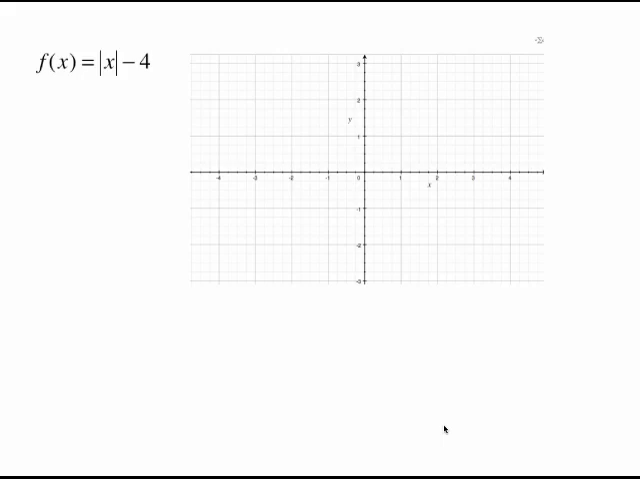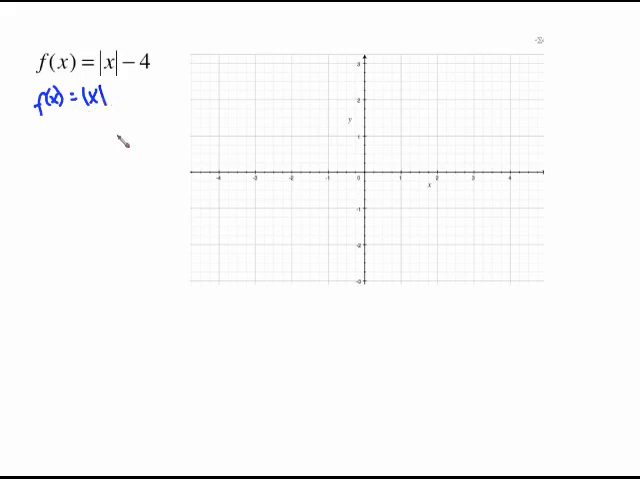All right, this picks up where we were at the end of the first video on transformations. We are still just talking about vertical and horizontal shifts. This says absolute value of x minus 4. What I have here is a blank graph because that's what you're going to have when you try to do these on your own. To be able to do these, you have to realize that my original function is just the absolute value of x. You have to know what that looks like.